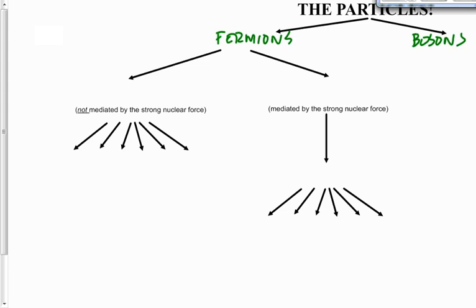The fermions can be broken into two subcategories. Those two subcategories, which I'm going to put in blue because you do need to know this, are the leptons and the hadrons. Now, the leptons are not mediated by the strong nuclear force. In other words, they're not affected by the strong nuclear force. Remember that force that exists within the nucleus that keeps things together, the protons, the neutrons, that pulls the nucleus together, that tries to keep it from breaking apart? Well, these leptons aren't affected by that strong nuclear force. The hadrons are affected by that strong nuclear force.